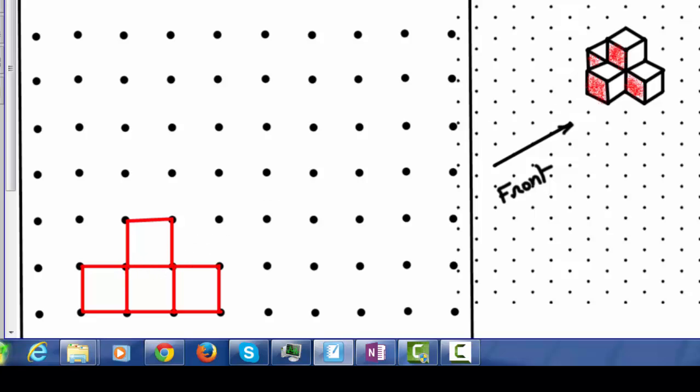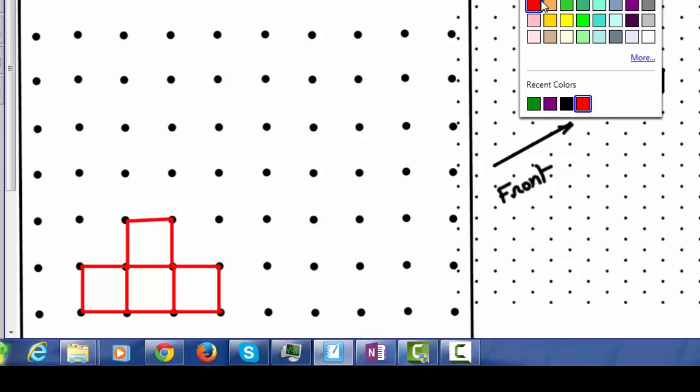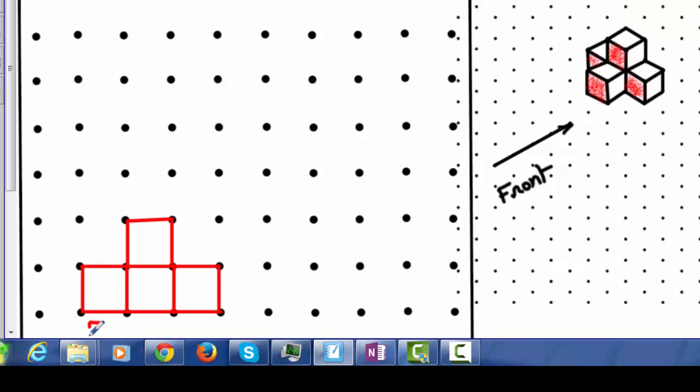I have to keep this one. And here I'm going to choose the red color to write front view. Excellent. I think it's easy.